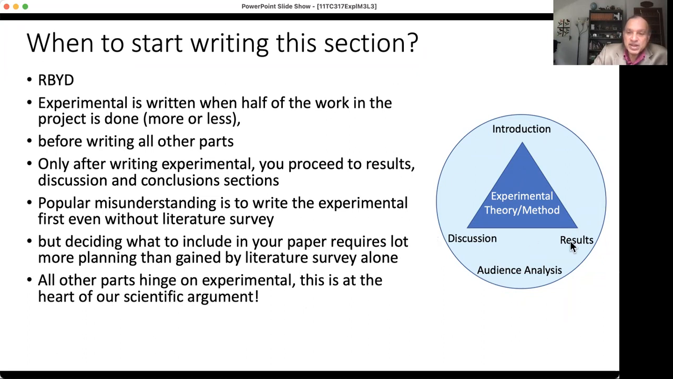And so again, the same triangle: the experimental holds the triangle together and bonding, and then audience analysis covers all of them. All these parts hinge on the experimental, they hang from the experimental section. So this is something very important to recognize.